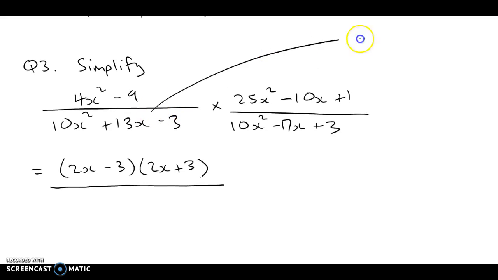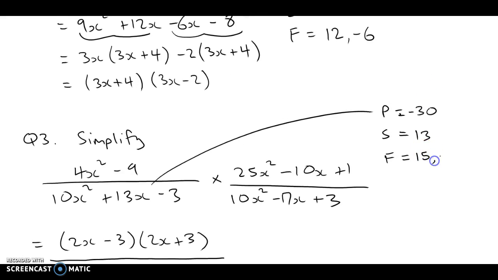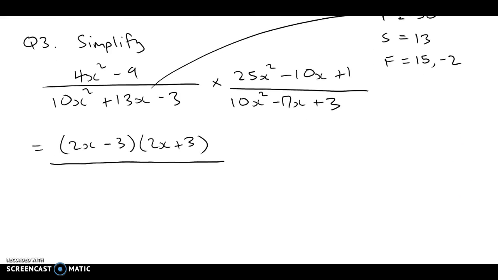The denominator on the left hand side, we're going to have to use PSF here. So let's come over here. Product we're looking for is minus 30. Sum we're looking for is 13. And we're looking for two numbers that multiply to minus 30 and sum to 13: 15 and minus 2. So then we can split this 13x up using those factors. So we'll get 10x squared plus 15x minus 2x minus 3.